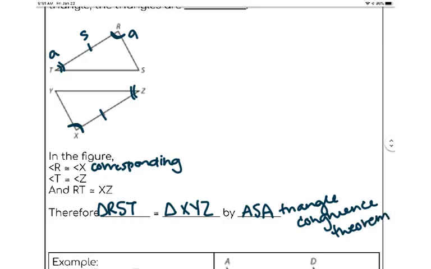And that's really all there is to that. When you understand that you only have to have 3 parts in a certain order to know that 2 triangles are going to be congruent, it's going to make determining if triangles are congruent a lot easier.